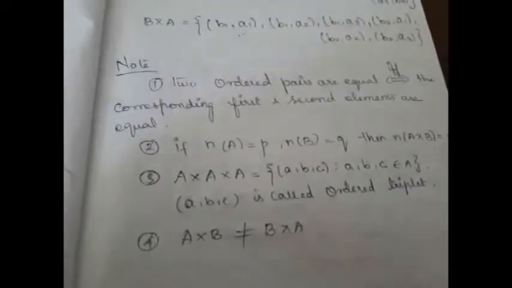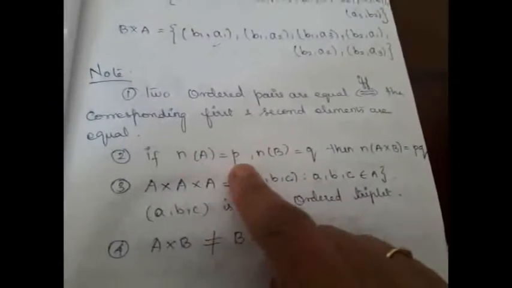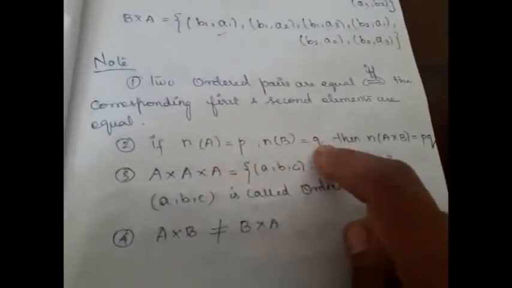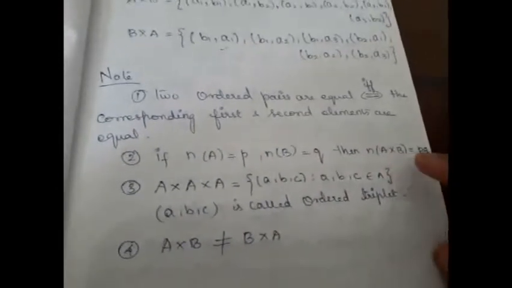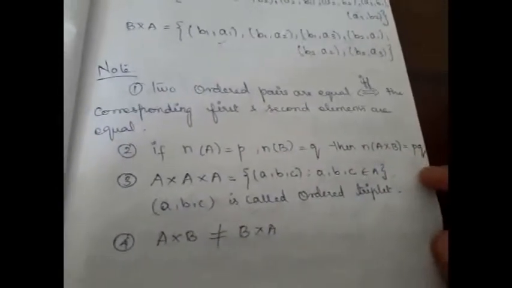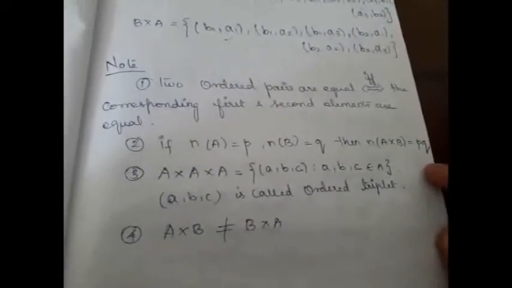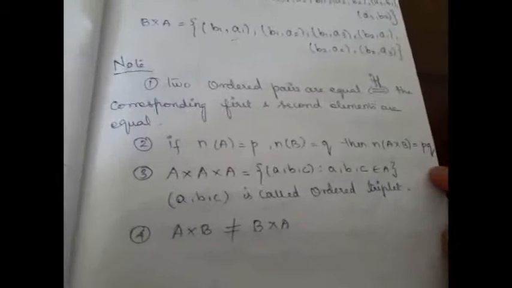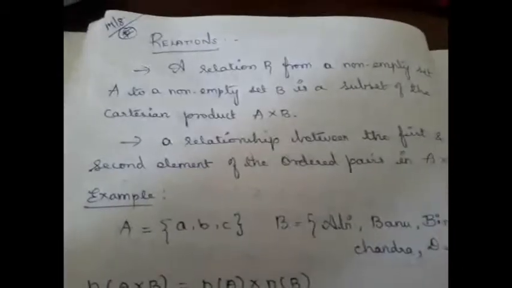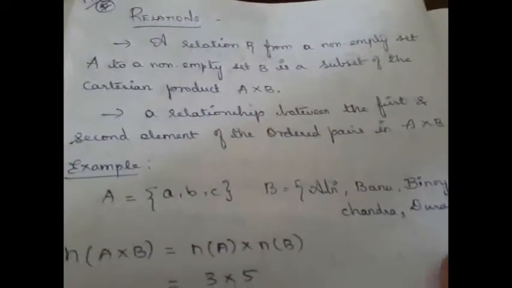And how can we denote the number of elements in the cross product? If the number of elements in set A is P and the number of elements in set B is Q, the number of elements in A cross B will be P into Q. PQ elements will be there. Based on this we have solved many problems. So this is called the Cartesian product of two sets, right? In today's class we are going to learn about relations.